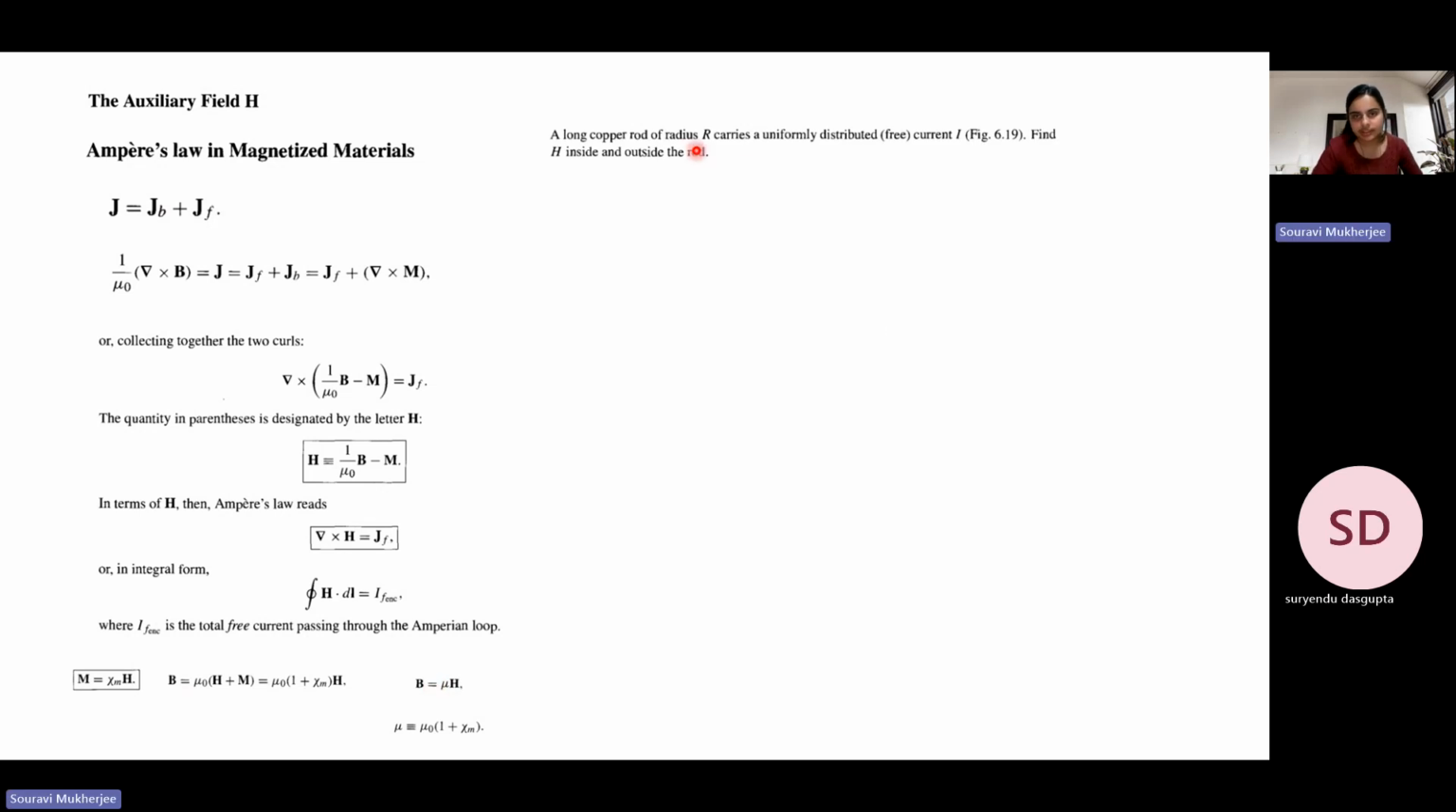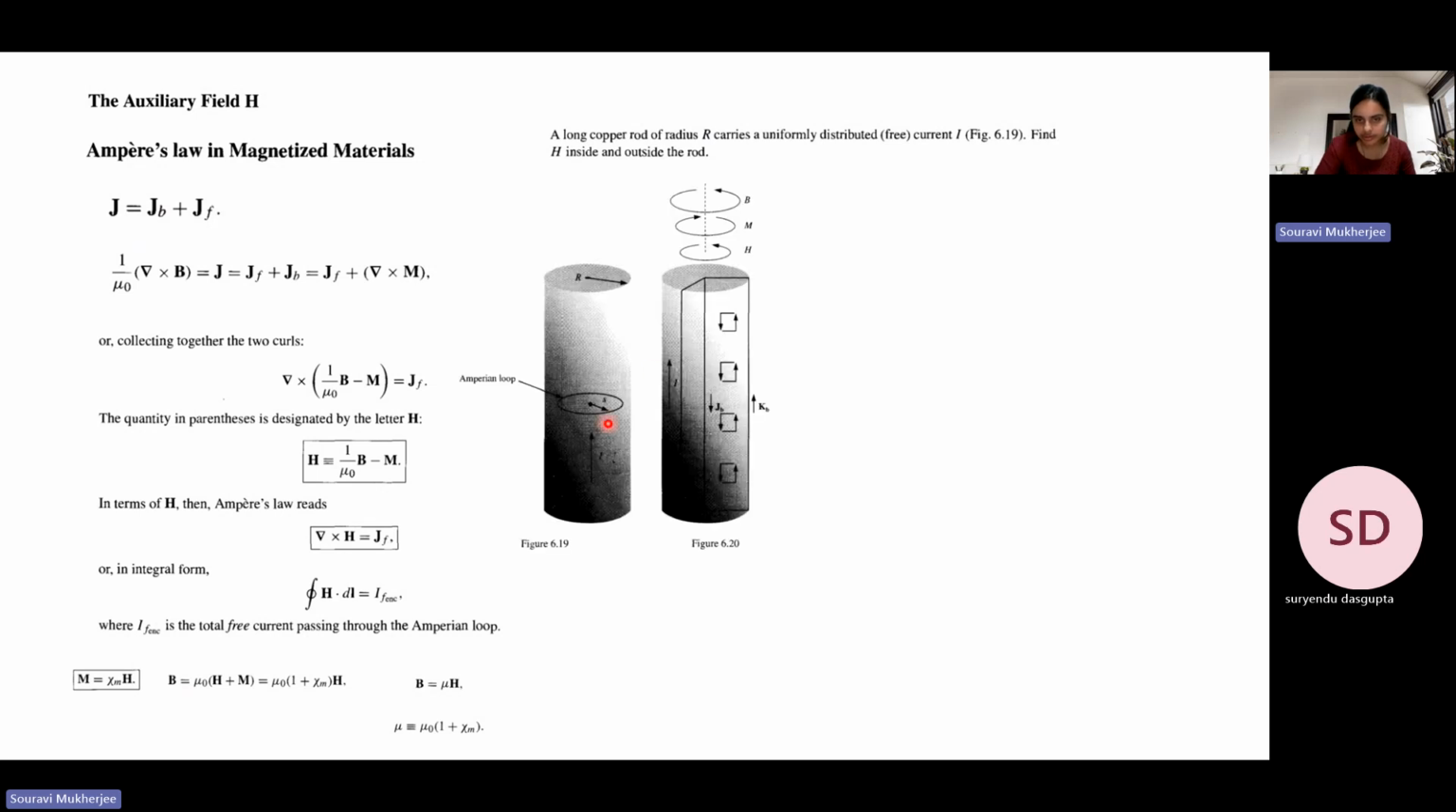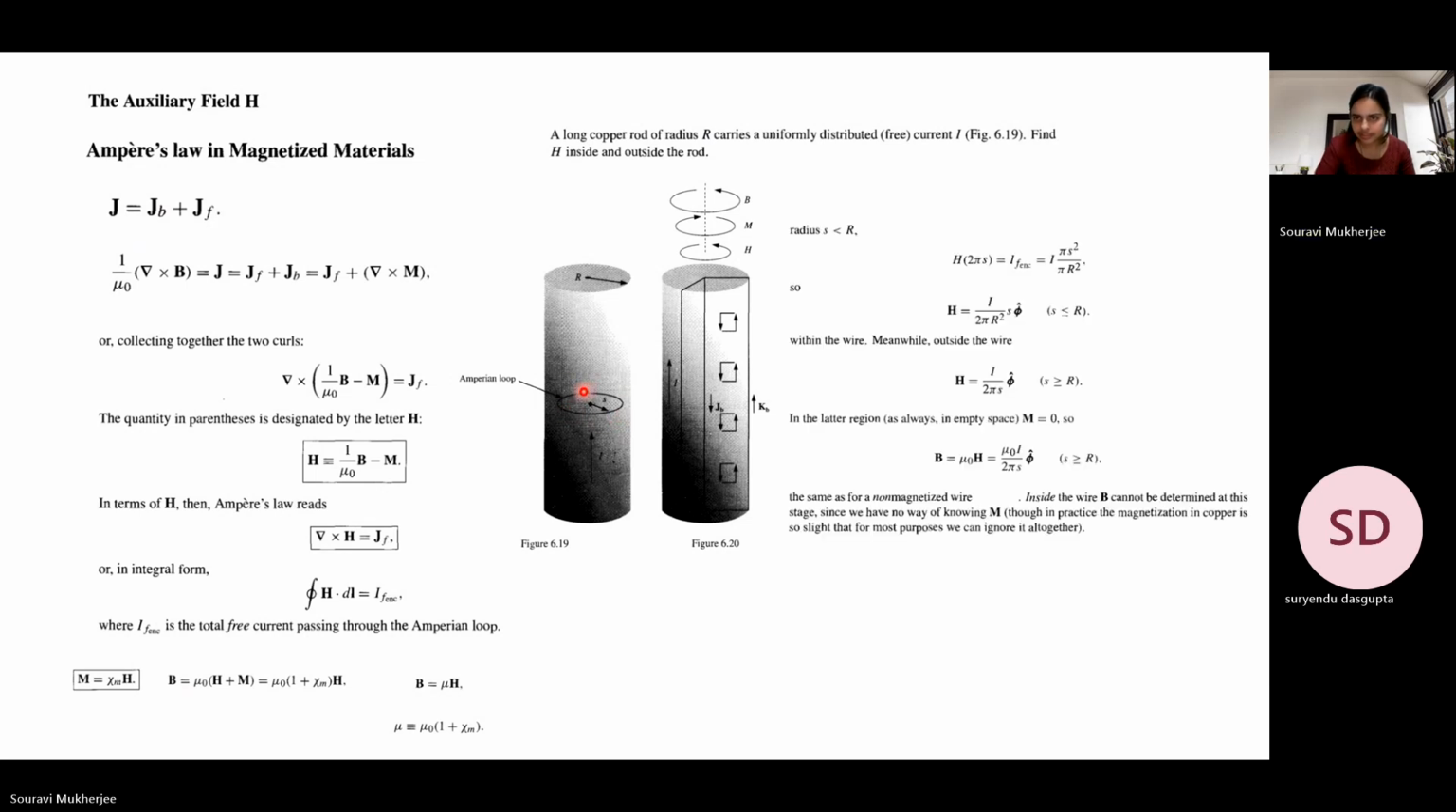Suppose in questions like this, you have a long copper rod of some radius R carrying some current I, and you want to find H. To find H, you just have to look at the free current that is there. You don't have to bother about the medium properties. Then you can use your typical Amperian loop concept. Anywhere inside, if you consider a small loop, the current is uniformly distributed in this rod, so the small loop will enclose some current.